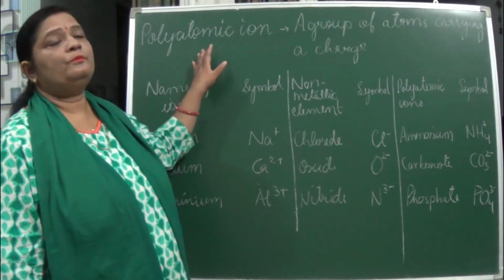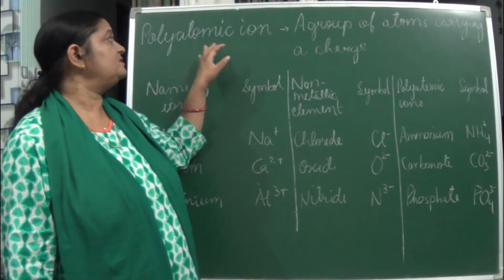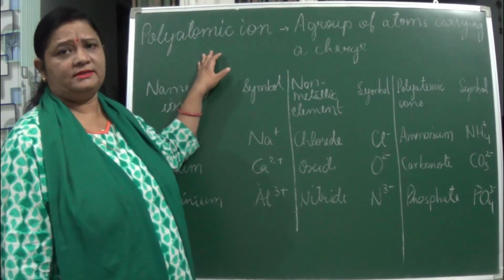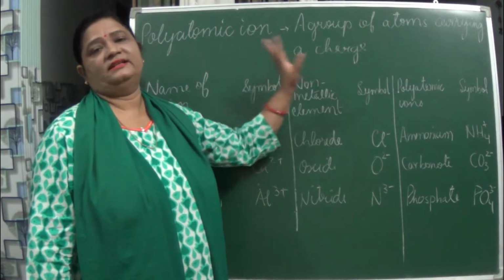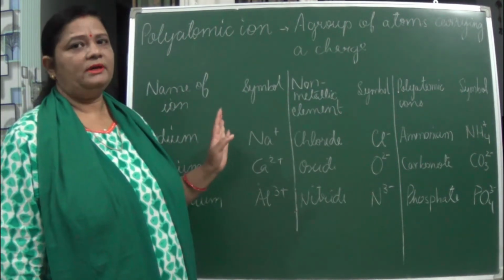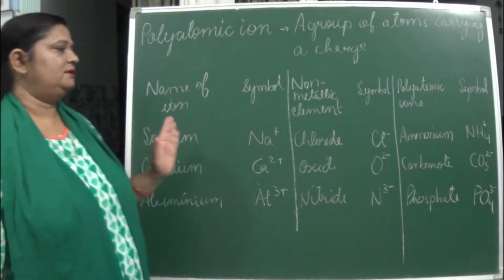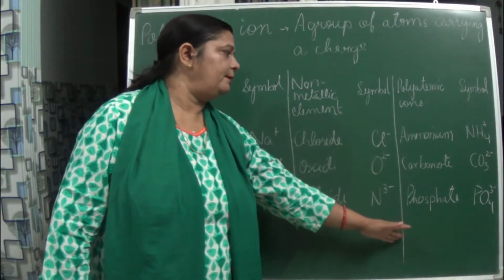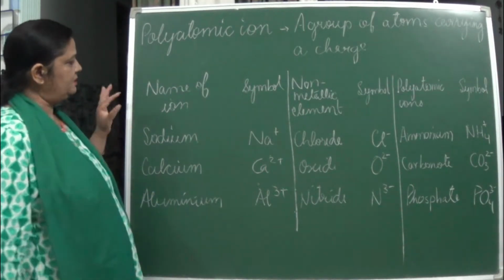Now coming to polyatomic ions. When I say polyatomic ions, it means a number of atoms are there, forming an ion. So a group of atoms carrying a charge is known as a polyatomic ion. You can see in the third section here that I have written about polyatomic ions, but I'll explain from here first.